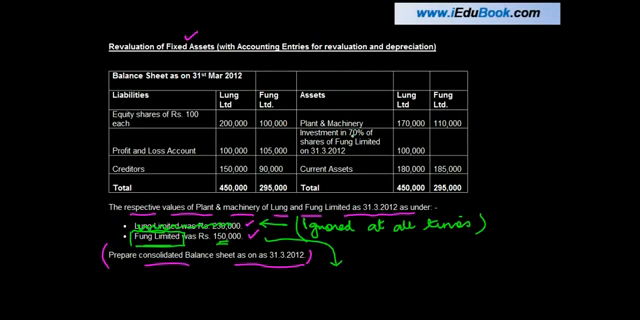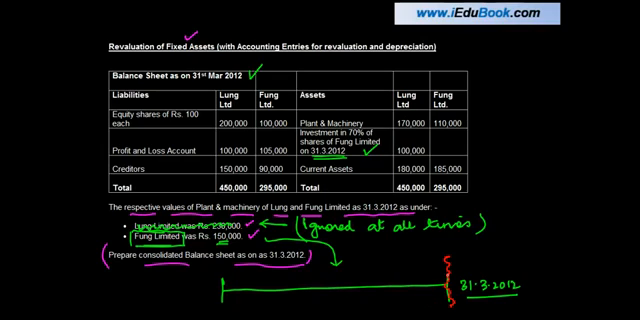Then you have investments in 70% of shares of Fung Limited as on 31st March 2012. Now incidentally in this question, the date of acquisition and the date of balance sheet is the same. So let's say we were drawing this timeline, my balance sheet date, 31/3/2012, is also the date of acquisition, something which I used to mark by a red line, which means that all the profits shown in the balance sheet are capital profits. So there are no profits after the date of acquisition because the numbers we are given are on the date of acquisition itself.